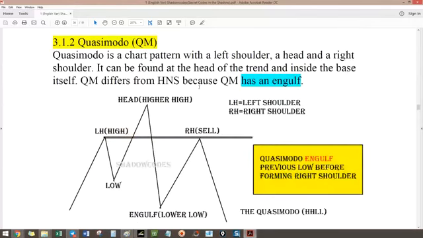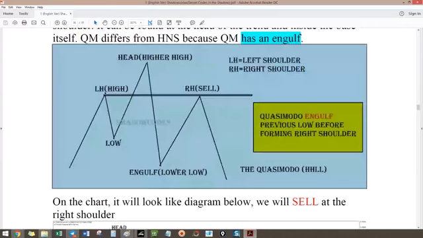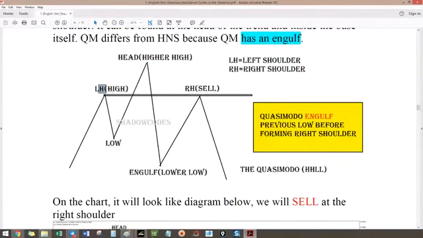So for Quasimodo, it's a chart pattern with a left shoulder, a head, and a right shoulder. It can be found at the head of the trend and inside the base itself. Okay, this is the correct wording. For HNS, maybe I forgot to edit again. Okay, so it can be found at the head of the trend and inside the base itself. QM differs from HNS because QM has an angle.